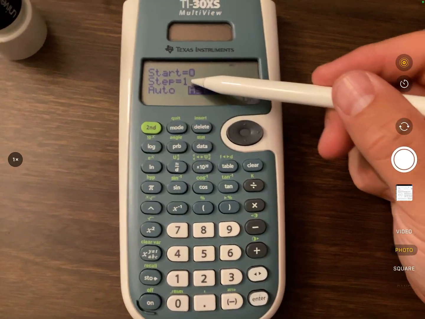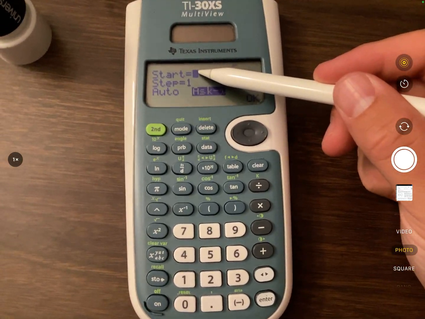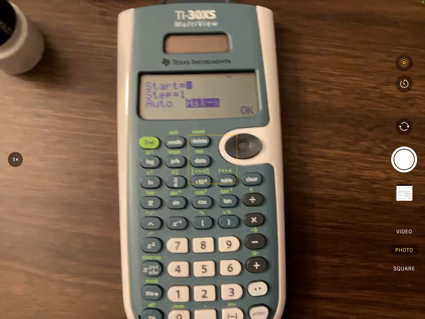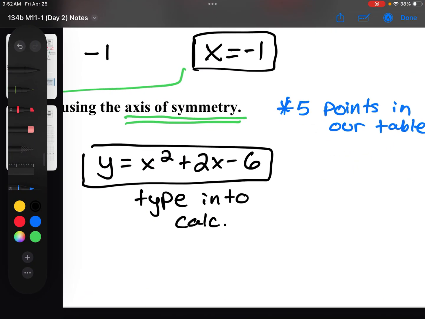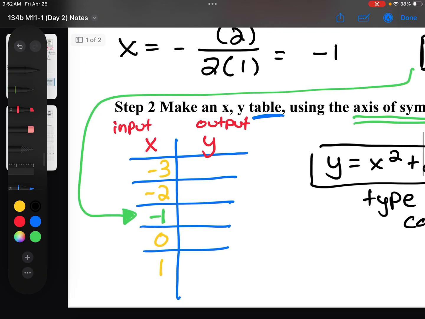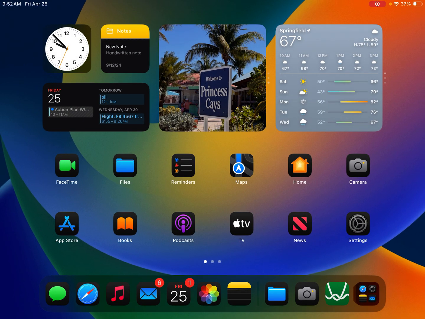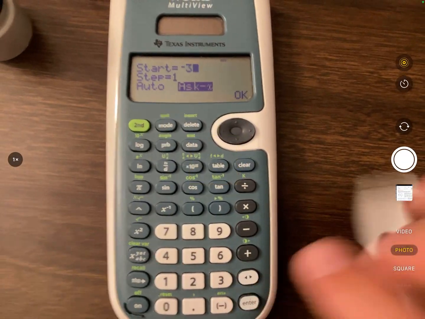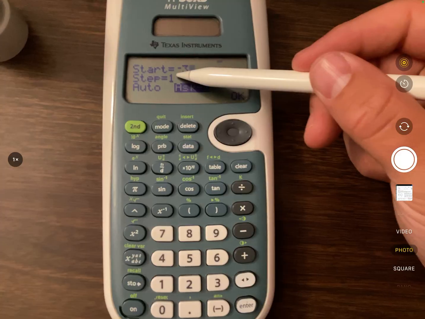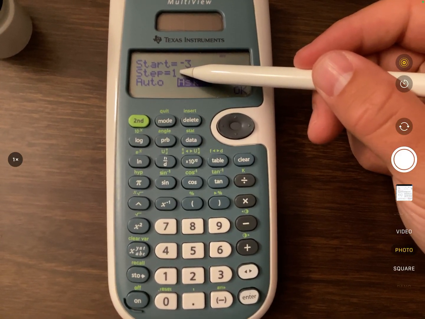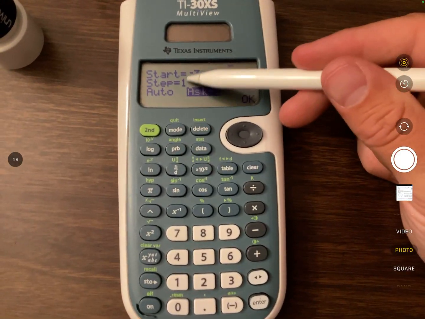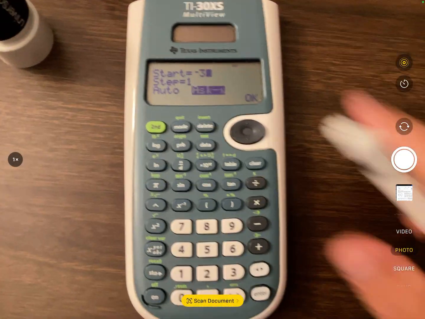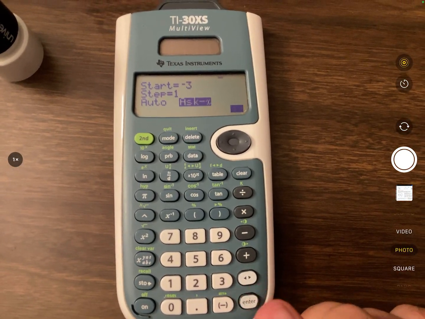And it's asking, where do you want to start your table? So remember, we started our table at, let's go look. What did we do? We started our table at -3 because this is where it starts, okay? So I'm going to tell the calculator, I want to start my table at -3. This is asking, what are you counting by? Are you going up by 1s? Are you going up by 2s? In our case, we're going up by 1s. So I'm going to say to step up by 1s. So then I'm going to hit OK.